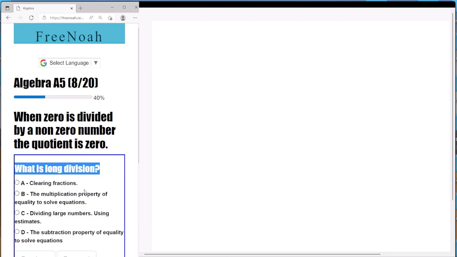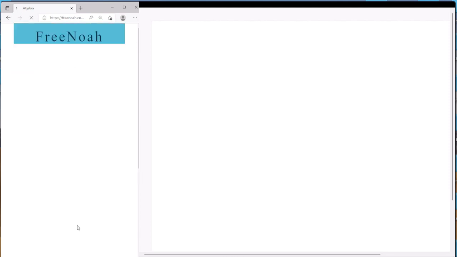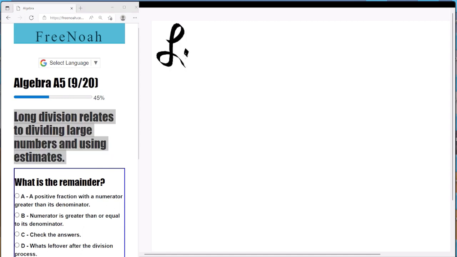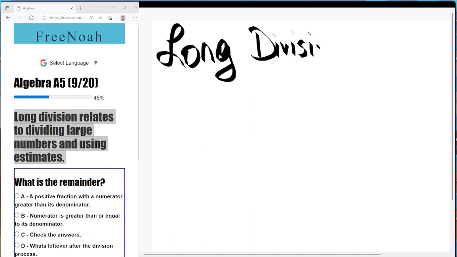To question 8. Question 8 is asking, what is long division? Long division relates to dividing large numbers and using estimates. Well, we're going to combine everything that we've learned so far, right? So using long division is kind of a combination of multiplication and division, okay, subtraction as well, and dropping place values and staying organized with our place values.